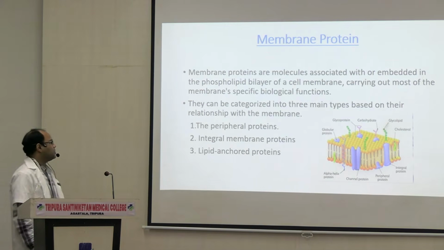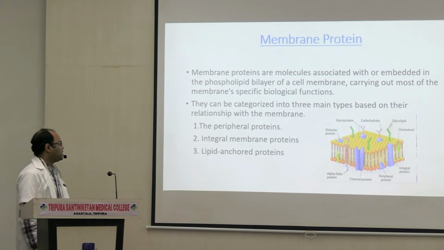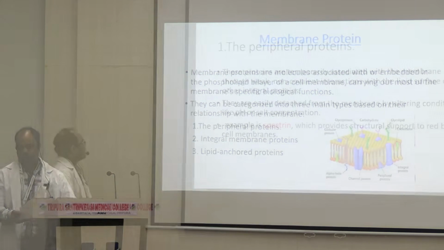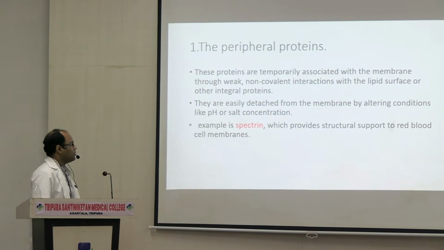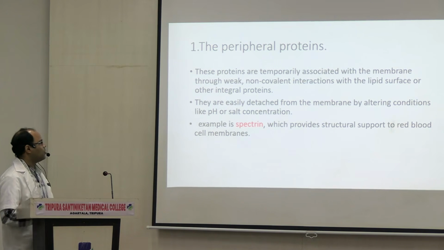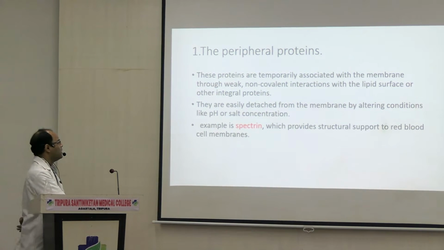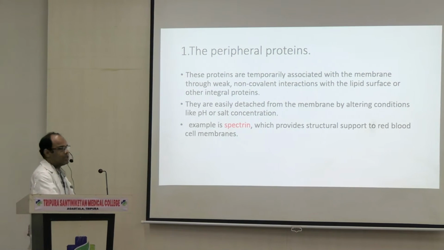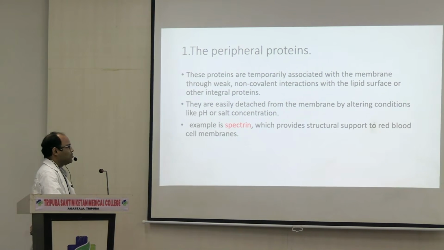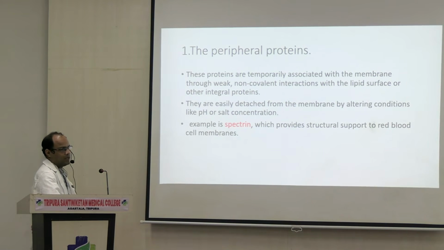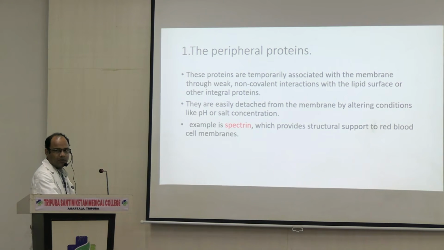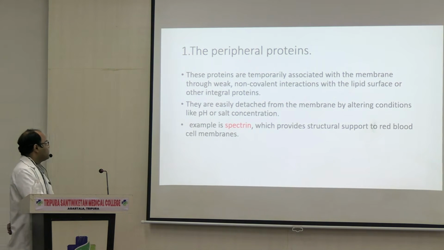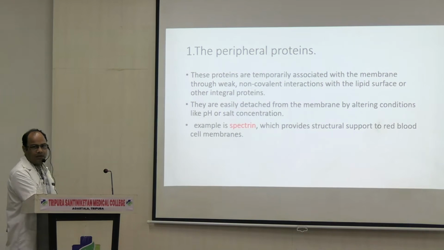Three types of proteins. Please remember, one is peripheral proteins, integral membrane proteins, and lipid anchored proteins. Peripheral proteins are temporarily associated with the membrane through weak non-covalent interactions with the lipid surface or other integral proteins. They can be easily detached with some solvent or change in pH, like alkaline media. Example, spectrin. This protein is present on the red blood cell surface.